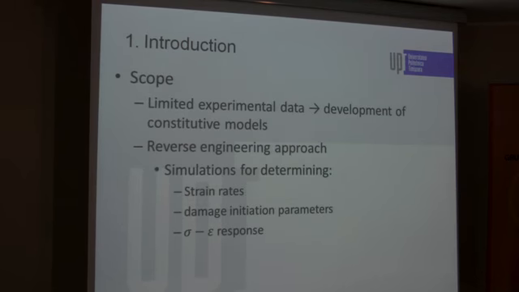So the scope of this paper is, starting from limited experimental data, to develop quantitative models that can accurately reproduce the test. So we use a reverse engineering approach in which simulations will determine the strain rates of the test, the damage initiation parameters, and the stress strain response of the materials. Also, these simulations and tests will be performed on polymers, which usually undergo high deformations. So the tests described in literature would not accurately reproduce the stress triaxiality that one could usually find on steel or aluminum parts.